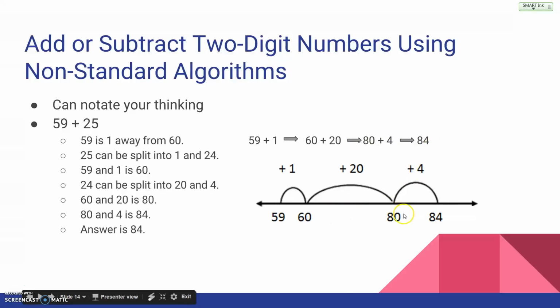Here we're using an open number line. Remember, we talked about that earlier, and we can do the same kind of notation. I started at 59, I added 1 to it, it got me to 60. Then I added 20 to it, that got me to 80. Then I added 4 more to it, got me to 84. And you can see across here, I started at 59 and I added 21 plus 4 more, 25. I added 25 to it.